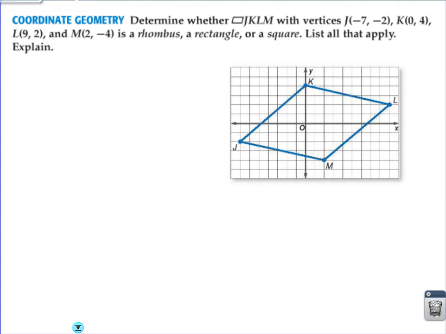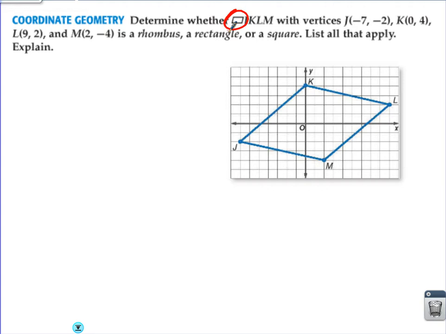Determine whether this is a rhombus, rectangle, or a square. List all that apply. I like this because it doesn't say use distance, use midpoint, use slope. It allows you. Notice something? It is a parallelogram. They give you that. You don't have to check to see if it's a parallelogram. They give it to you. So let's go through, is it a rhombus? How can we determine if it's a rhombus? Go through your list. I think there's 3 of them, right?